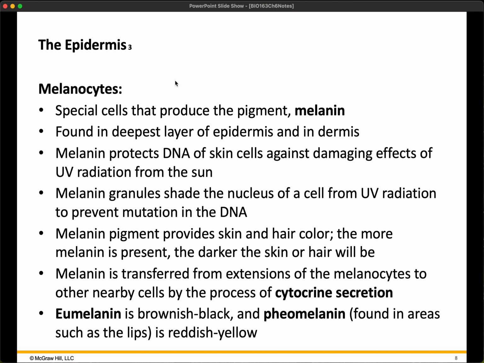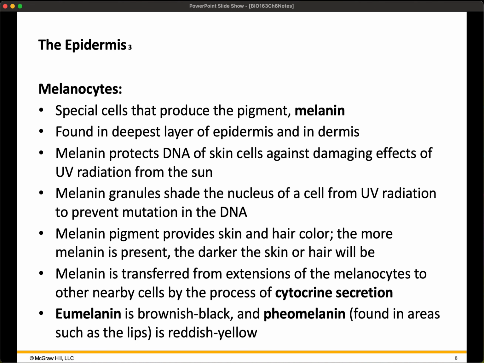Okay, so within the epidermis, there are a couple of different cell types. We talked about keratinocytes. There are also melanocytes. Melanocytes are special cells that make that pigment melanin, and they're found in the deepest layer. Melanin mostly protects the DNA of the nucleus from damage from UV radiation. So more melanin, typically more protection from sunlight, from UV radiation, but it's not a 100% guarantee.